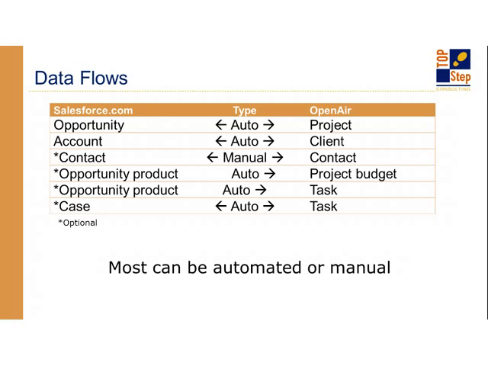When we talk about the basic vanilla integration, you're usually talking about the opportunity in Salesforce pushing to OpenAir to create a project. Included in that, the account from Salesforce creates or updates the customer or the client record in OpenAir. And those are two-way integrations that can be automated or manual. So that's kind of the middle of the road vanilla, really what you start with.